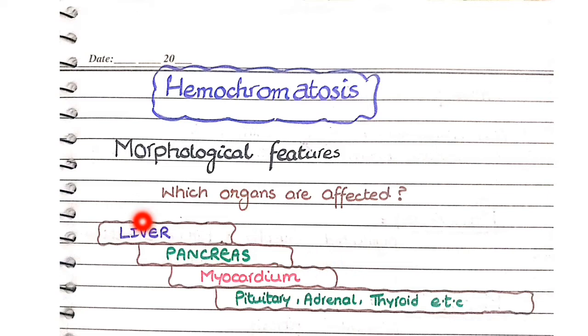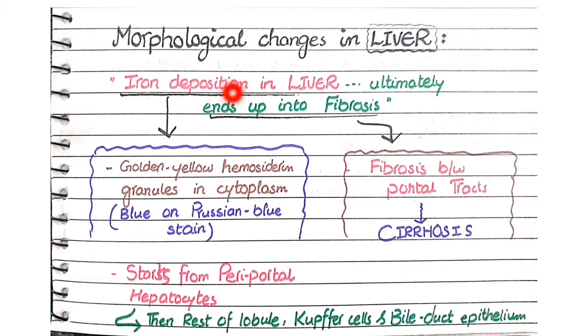The liver is the most affected organ in hemochromatosis, followed by the pancreas and myocardium, and lastly other endocrine glands such as the pituitary, thyroid gland, or adrenal gland. Now, as the liver is the most affected organ, we will focus on the morphological changes in the liver. The keywords are: iron deposition in the liver ultimately ends up in fibrosis.